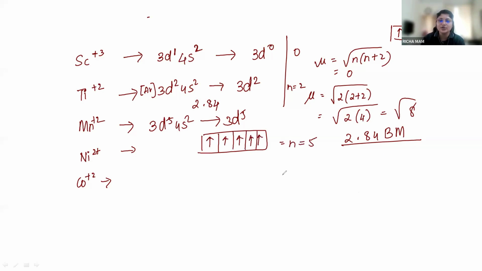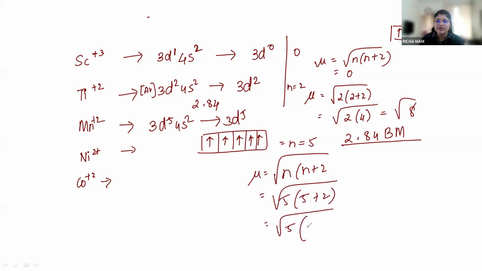5. So use the formula μ is equal to square root of n into n plus 2. So square root of 5 into 5 plus 2, which is 5 sevens, 35. So take the square root of 35. See how much you'll get. 5.91. Are you getting the same? So 5.91 Bohr magneton.